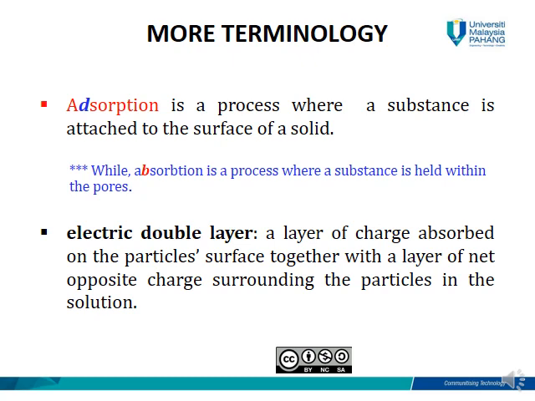Next is the electric double layer: a layer of charge adsorbed on the particle surface together with a layer of net opposite charge surrounding the particles in the solution. In this term, electric double layer, we always refer to the particle surface, which will have a certain kind of charge on the surface, and it will attract opposite charge from the free solution to make the precipitate become larger.